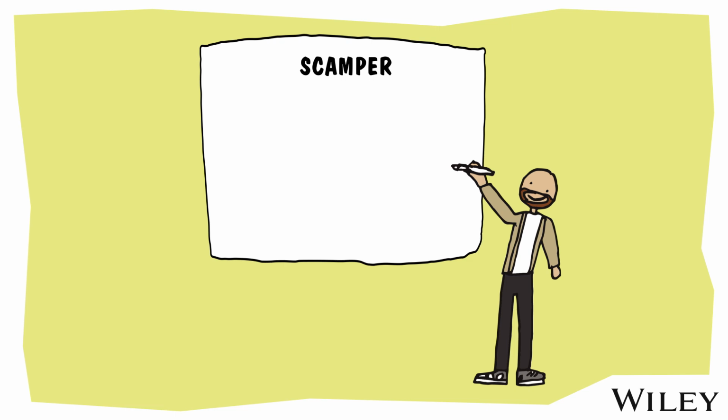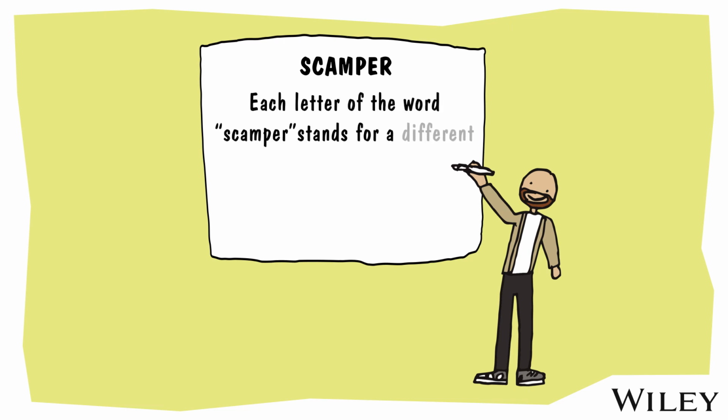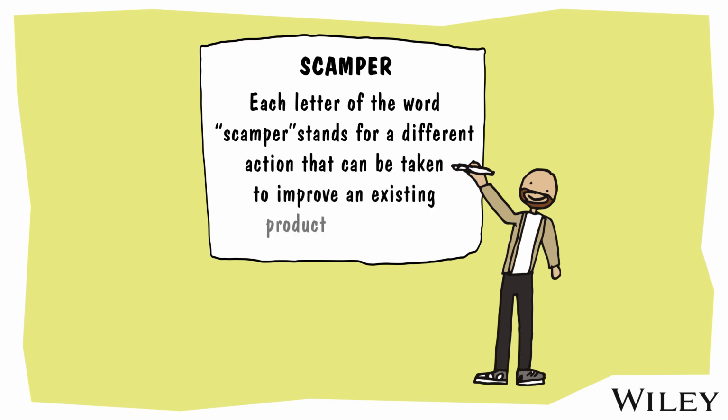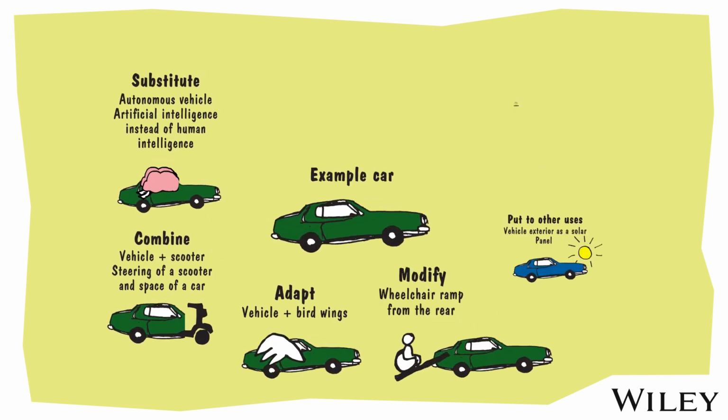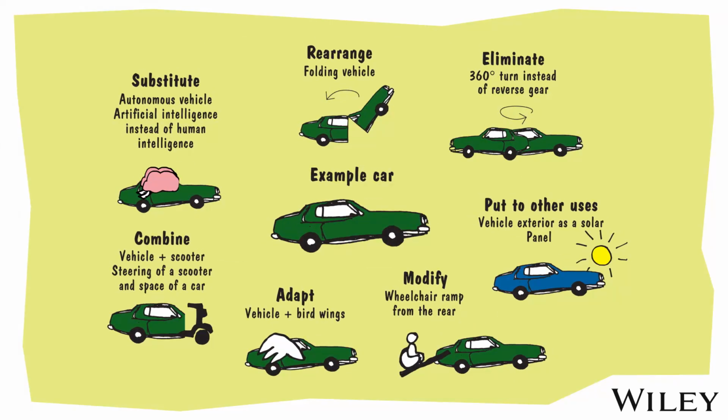Scamper is similar to ERRC, the first prompt described in this video. Each letter of the word scamper stands for a different action that can be taken to improve an existing product or process. For instance, S stands for substitute, C stands for combine, and R stands for rearrange or reverse.